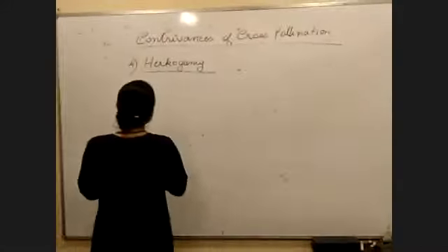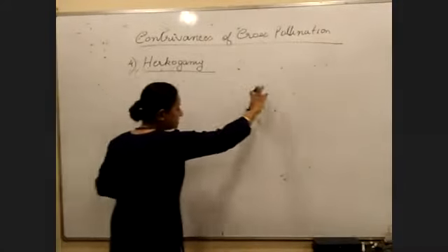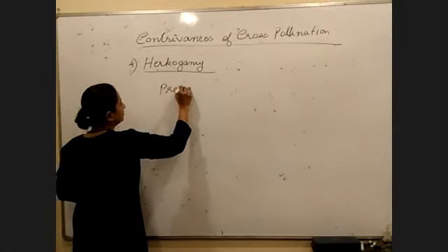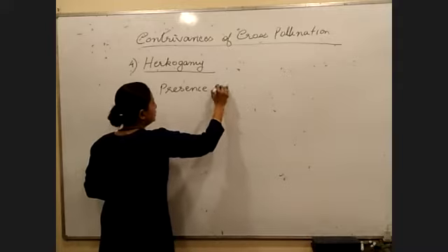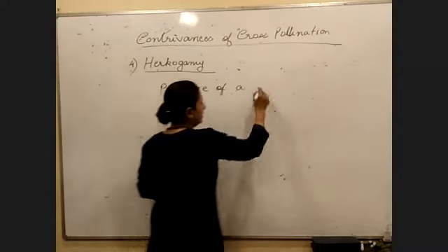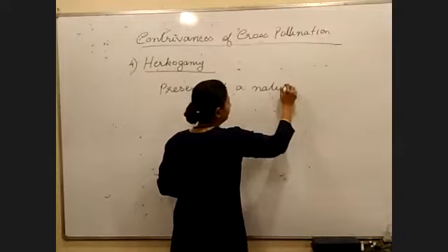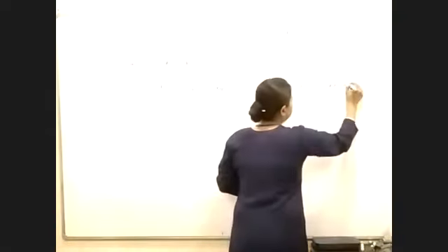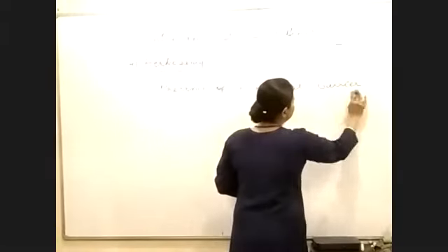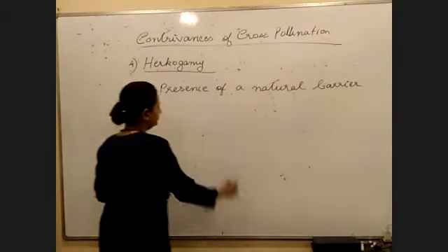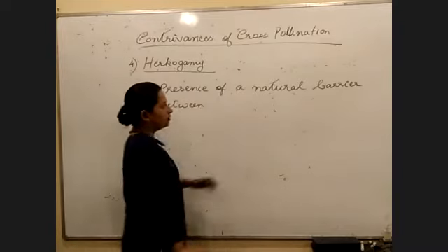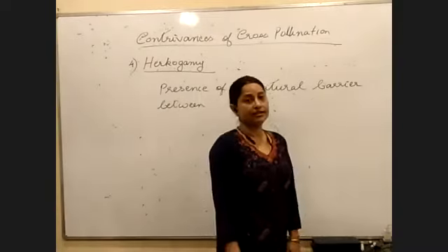Okay. What is herkogamy? I will write a sentence. Please go through the sentence. Presence of a natural barrier. What is the meaning of barrier? Barrier means obstruction.